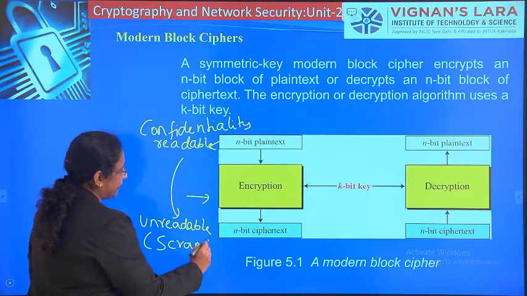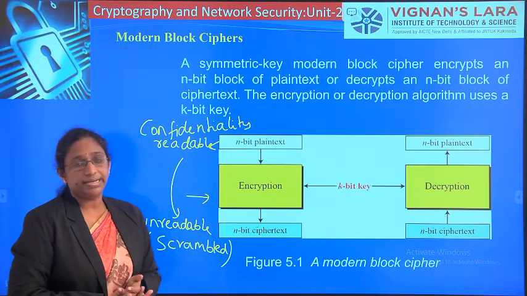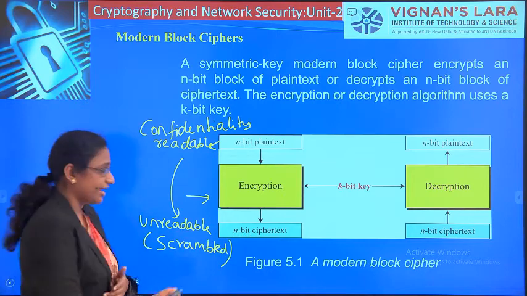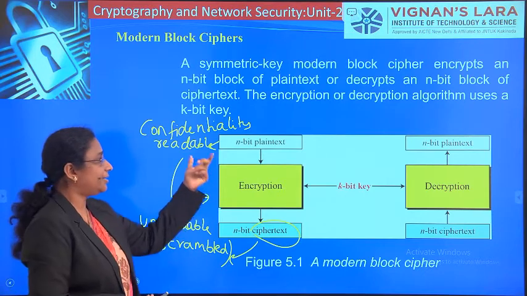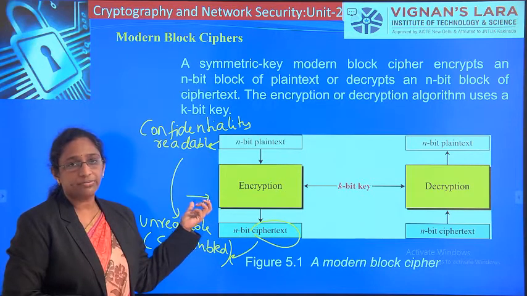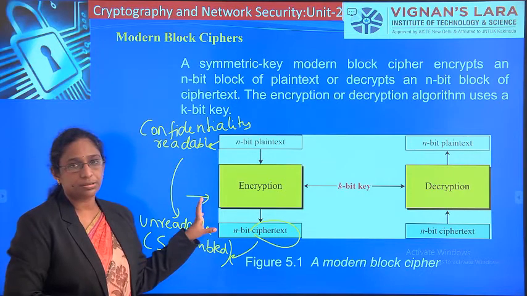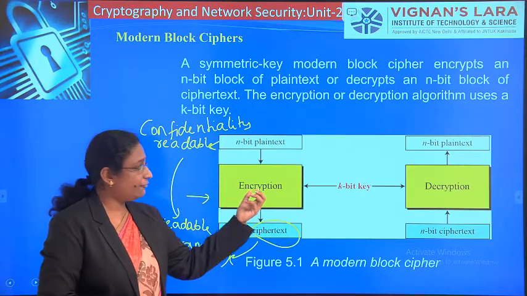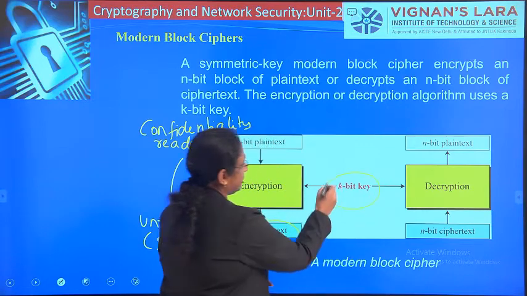Converting the readable message into unreadable form is said to be the encryption process. And what is ciphertext? Ciphertext is nothing but the unreadable data. For doing this encryption, we require a key, so the sender will be using the key also.